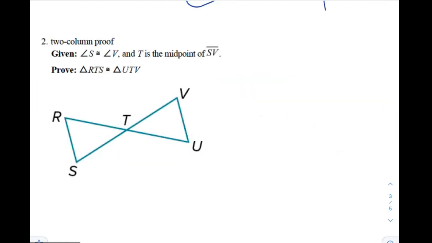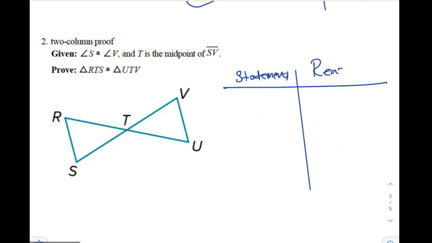Another example. Given, we have also statement and reason. Given angle S is congruent to angle V. T is the midpoint of SV. This is SV. Midpoint means it cuts this segment into two congruent parts.